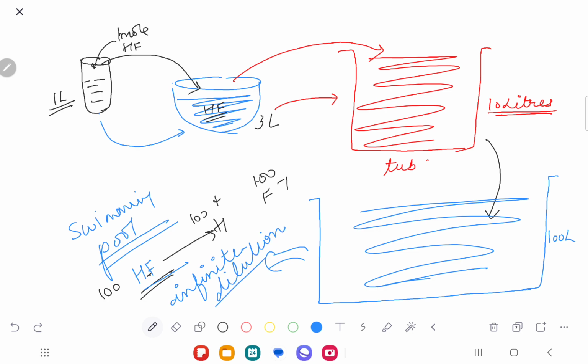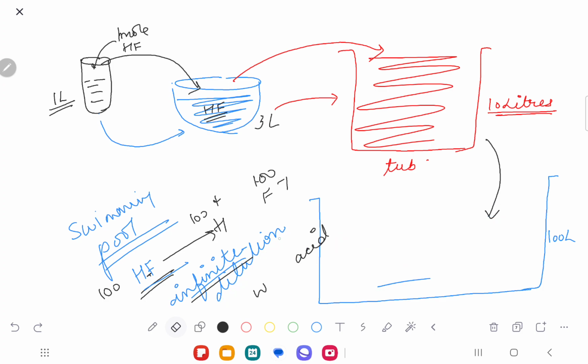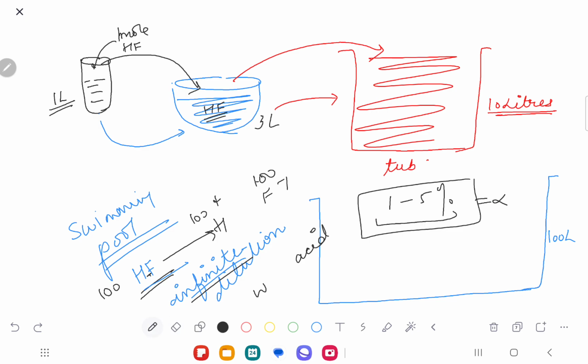So when you infinitely dilute any weak acid, only then you assume 100% dissociation. Otherwise, it will either be 50% or 20% dissociated, or even at 10, 15, 30, 40 liters it is just 1 to 3%, 1 to 5% dissociated. This is a very, very low level of dilution. What I'm trying to tell you is that this is alpha, and this is a very, very small alpha. I hope you're understanding the concept that I'm trying to explain to you.